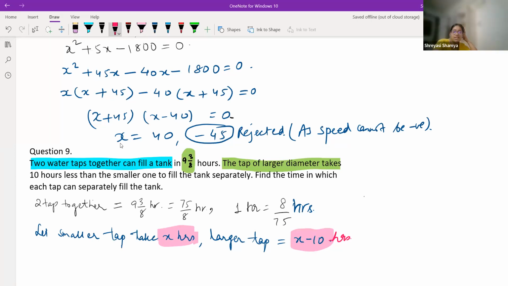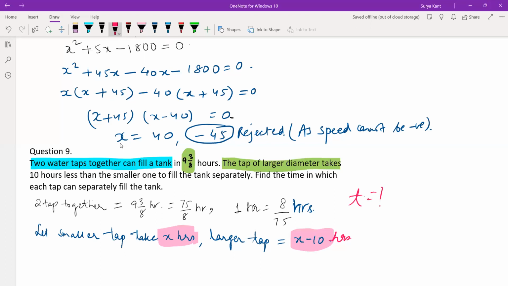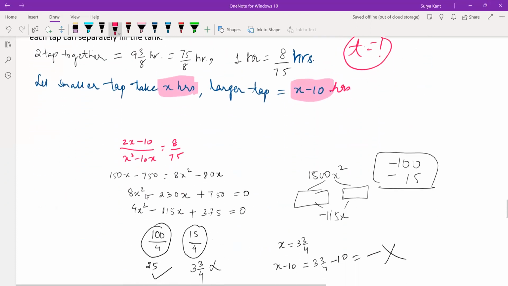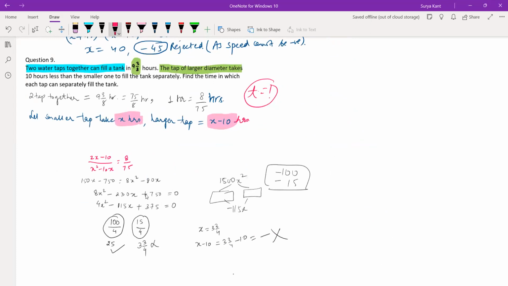Find the time in which each tap can separately fill the tank. Generally you only have to find the time. So if the smaller tap can fill in x hours, in 1 hour how much can it finish? That you should check over here. In 1 hour, how much does it finish? I'm erasing again over here.